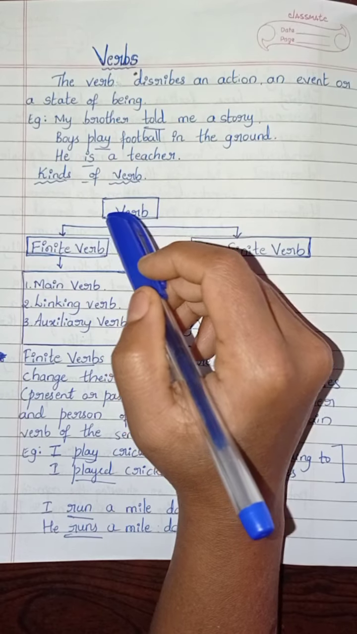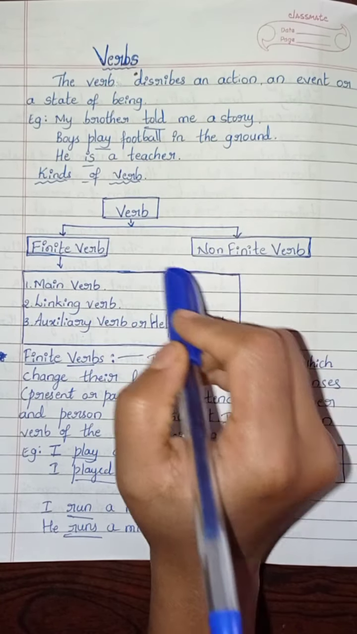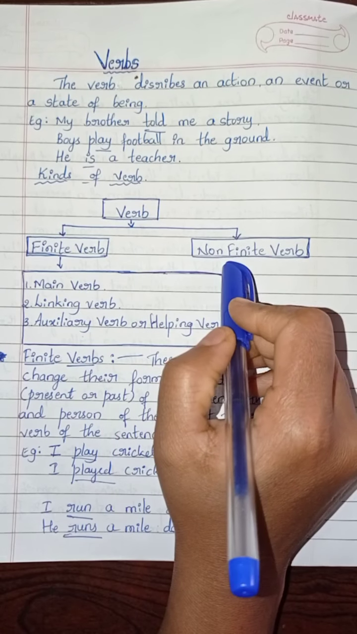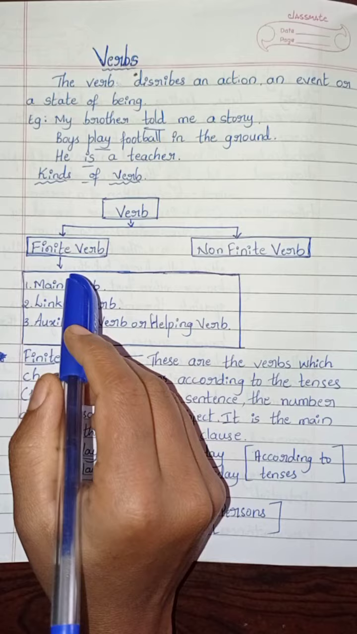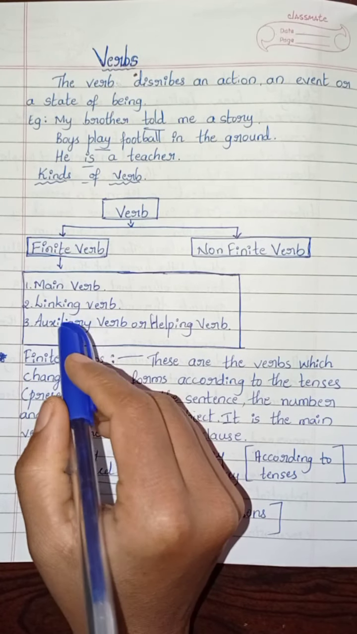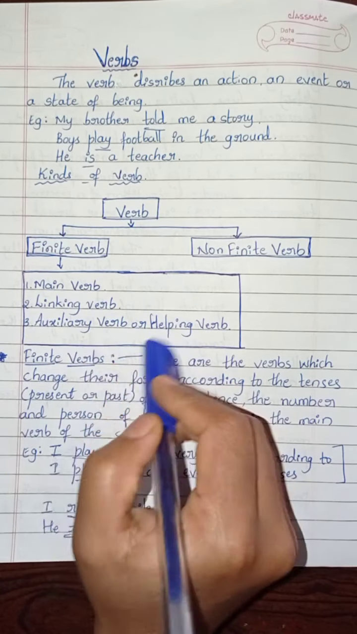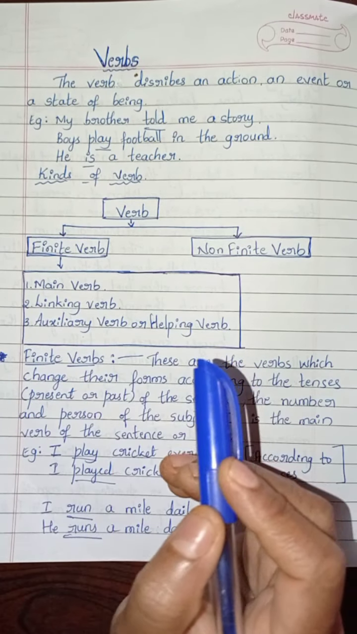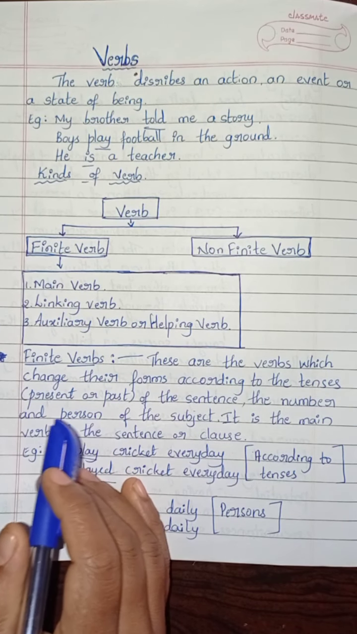So let's know about the kinds of verb. There are two kinds of verbs. They are finite verbs and non-finite verbs. What is a finite verb and what are the kinds of finite verb? Let's see now. Main verb, linking verb, and auxiliary verb or helping verb. These are the types of finite verb. So let's know what is a finite verb.